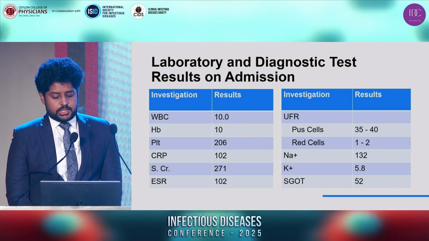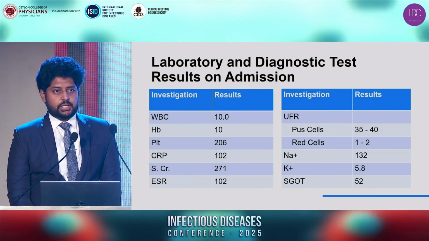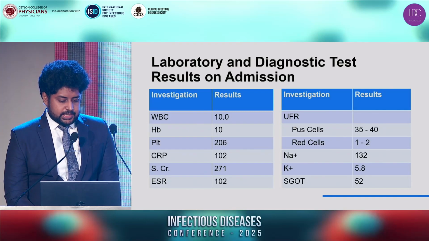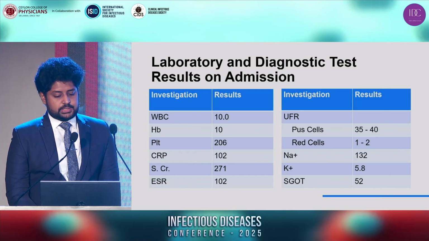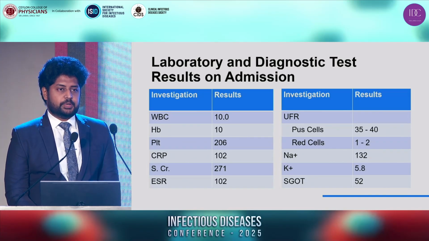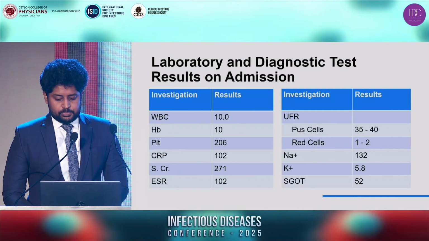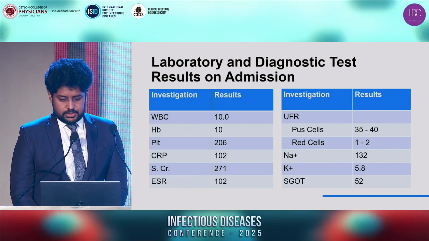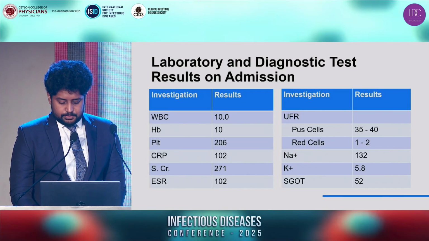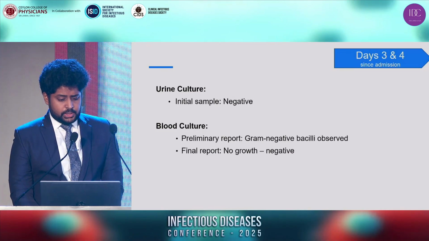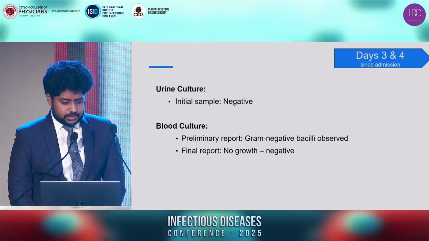And as you can see, potassium is also a little bit on the high side, so he is possibly having an acute kidney injury as well. And the UFR is showing pus cells of 35 to 40. So as discussed in the previous presentation, he is having pyuria, with the clinical symptoms. So this is confirming the clinical diagnosis of left-sided pyelonephritis.